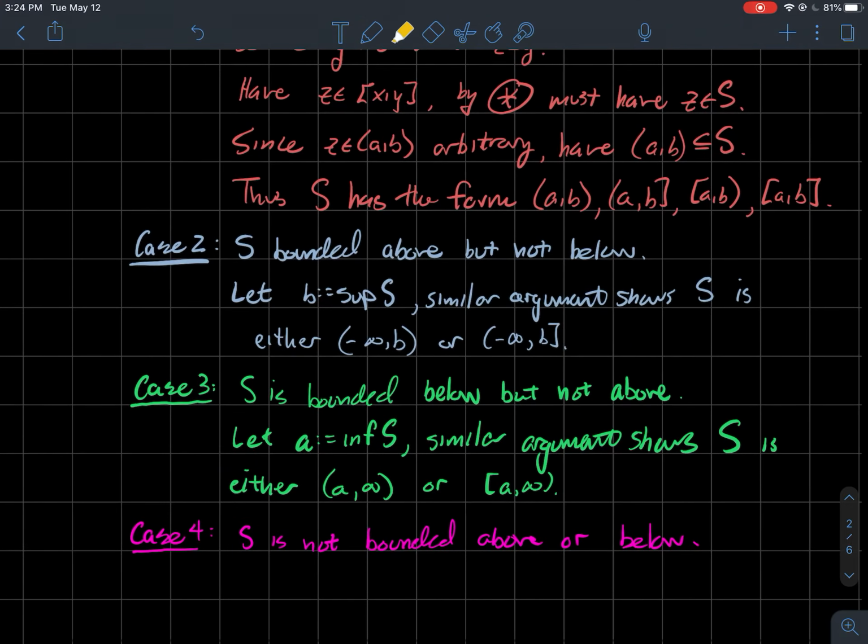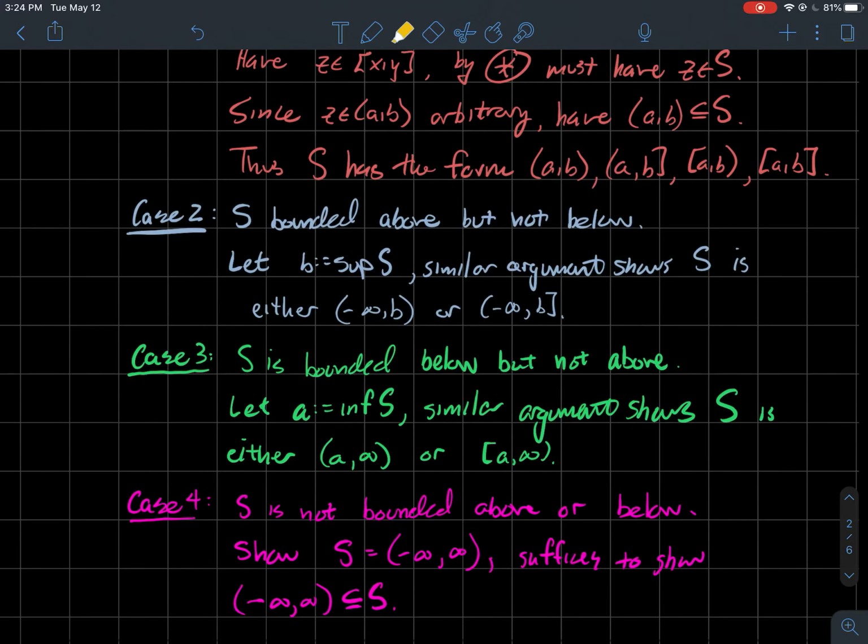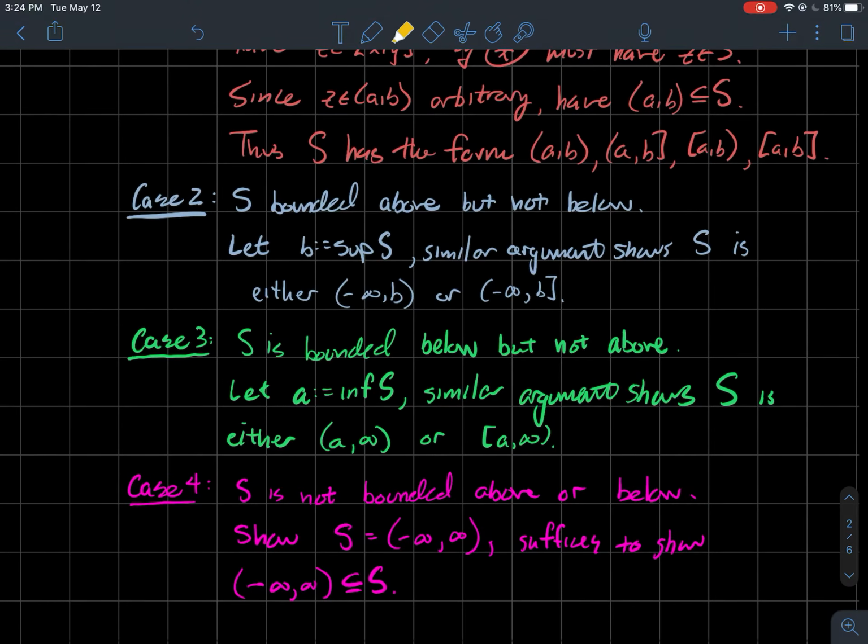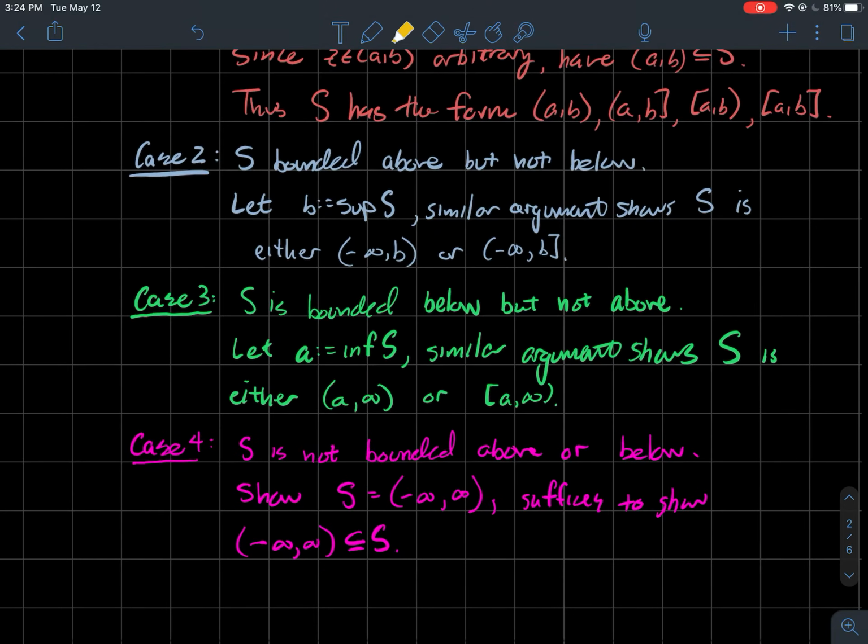And finally, what if S isn't bounded at all? It's not bounded above or below. Well, then what we're going to show is that S has to be the whole real line. To show it's the real line, remember the real line's like the universal set. It suffices to show that the universal set's just contained in this one, right? The other containment's free. So let's do that.